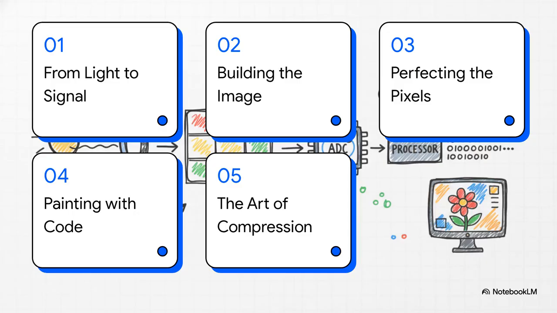We're going to follow this journey through 5 key stages. We'll start with how light becomes a signal, then how we build the digital image from that. After that, we'll look at perfecting the pixels, then painting it all with code, and finally, we'll cover the art of compression. All right, let's jump right in.